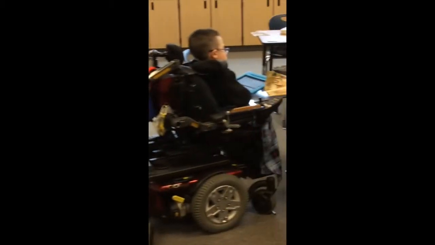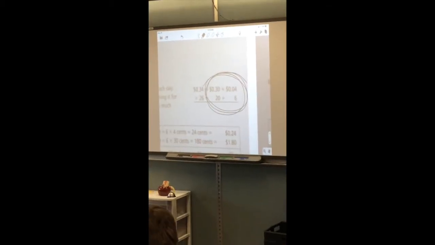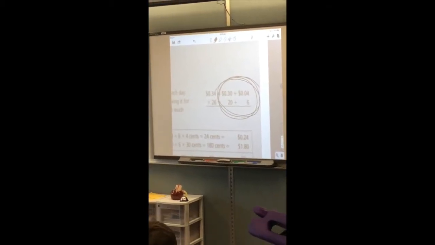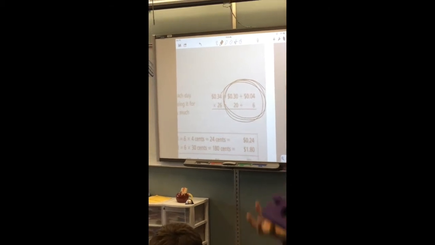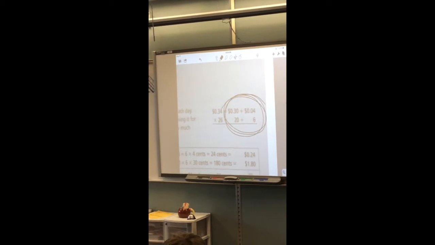Do any of you use it? Some of you might have tried using it. Expanded notation method? Expanded notation method, yes. Nice job. That's exactly what this is called. The expanded notation method. We have 30 cents expanded, and then we also have 4 cents expanded. That's what they did there. And then they also did 20 days and the 6 days. They expanded the entire thing.